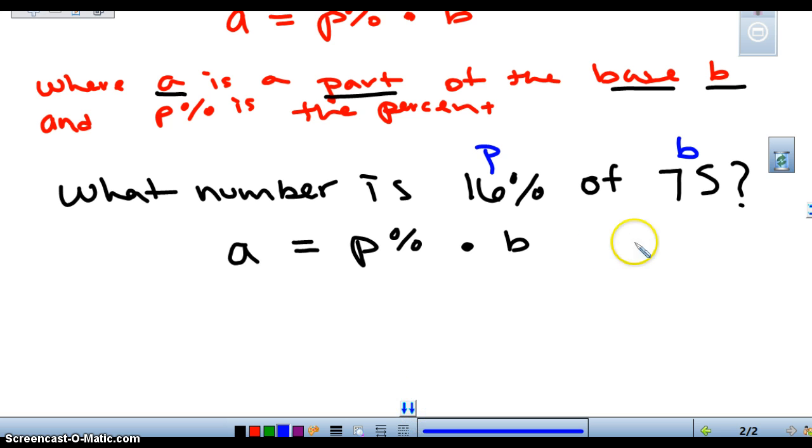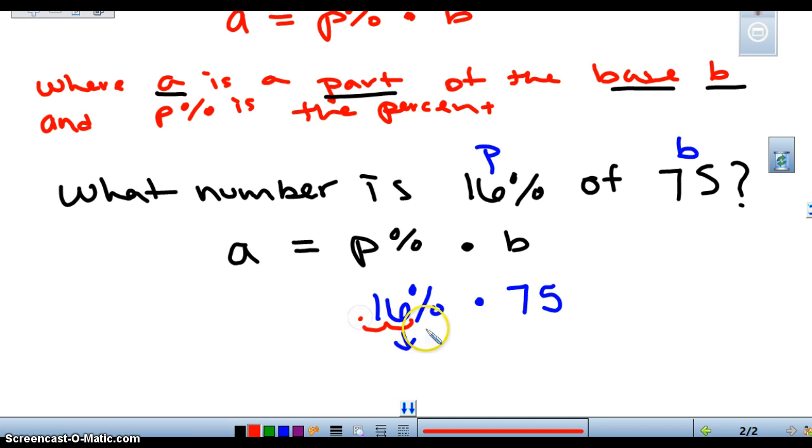Remember, last week we said B, the base, would be the same thing as the whole. So right here the whole would be the 75. If we substitute into this equation, we can say 16% of 75. To complete this equation, what would we do with the percent? What does it need to change to? A decimal.